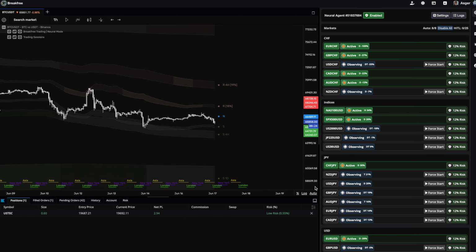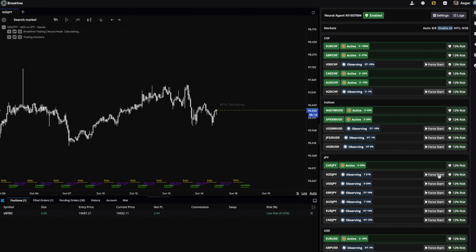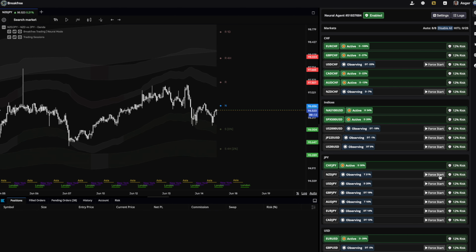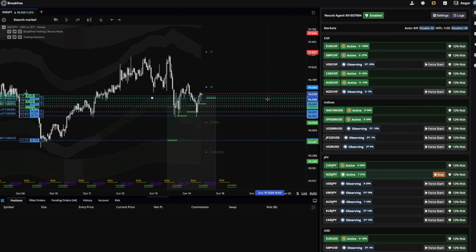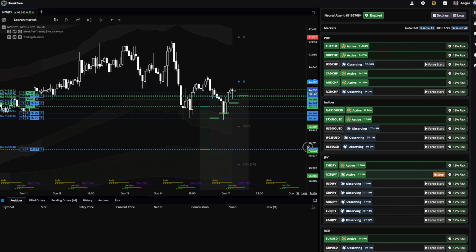Another feature that we have is the forced start. So if you have a market like New Zealand dollar, Japanese yen, and you would like to trade this, or you don't understand why it's not trading, why the Neo agent hasn't begun trading it yet, then you can click this force start button here and it will begin automatically trading it. And there you go. So now it's now posting on New Zealand dollar, Japanese yen.